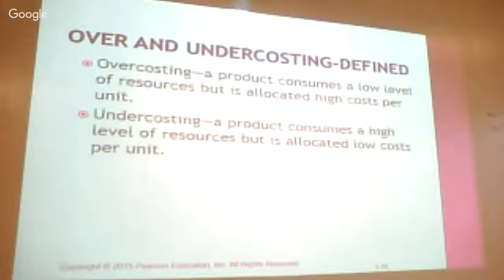Undercosting is when the product consumes a high level of resources, but it's allocated low cost per unit. So overcosting means I'm allocating too much to the resource. Okay? Undercosting means that I am not allocating enough to the resource. Over is too much, under is too little. Would you rather overcost a little bit? Overcosting would mean that your costs are higher, and so you have to charge a higher price.